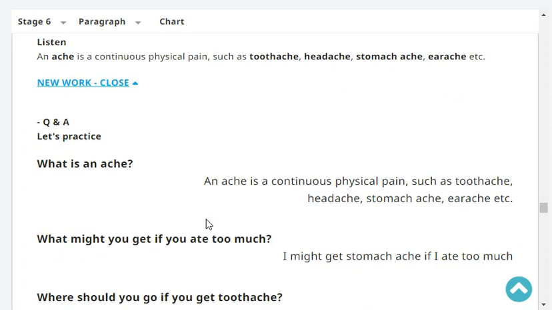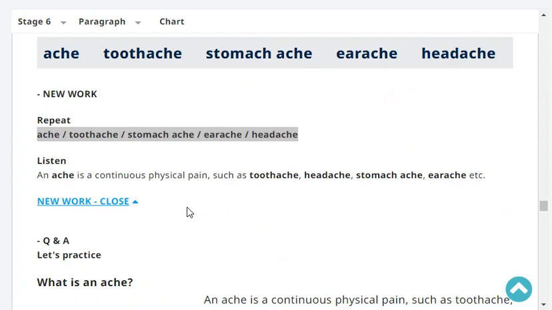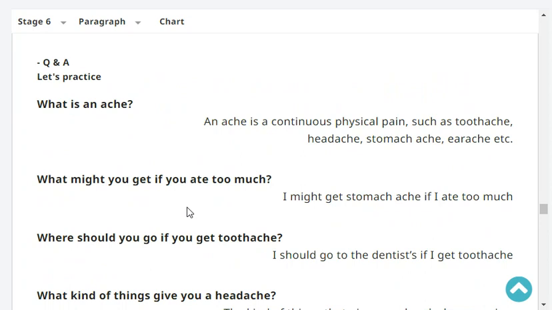Let's practice. What is an ache? An ache is a continuous physical pain, such as toothache, headache, stomach ache, earache, etc. Very good. What might you get if you eat too much? I might get stomach ache if I ate too much. Very good.